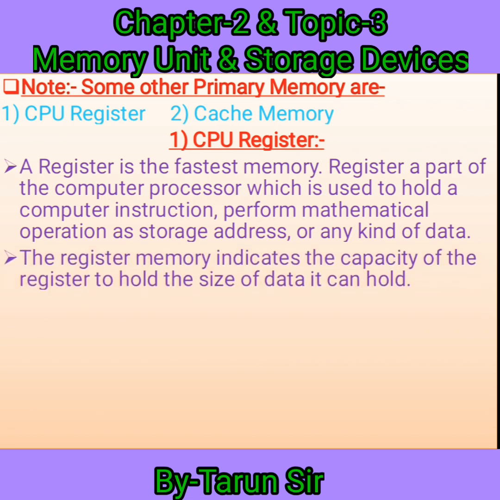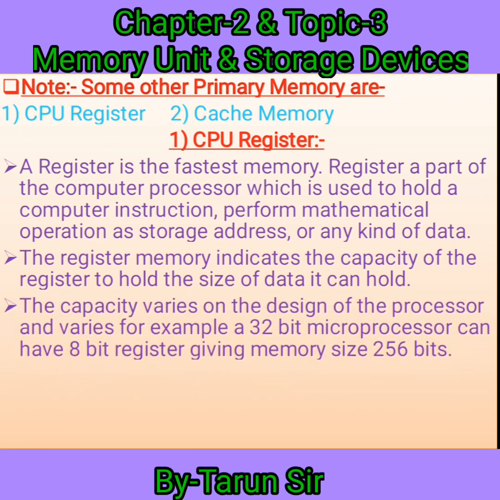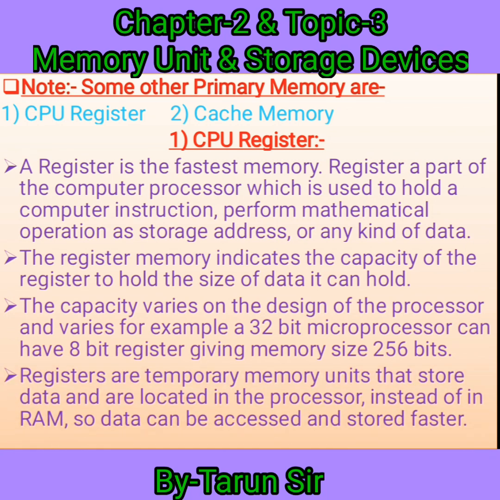The register's memory indicates the capacity of the register, the size of data it can hold. The capacity varies with the design of the processor. For example, a 32-bit microprocessor can have 8-bit registers giving a memory size of 256 bits. Registers are temporary memory units that store data and are located in the processor instead of in RAM, so data can be accessed and stored faster.